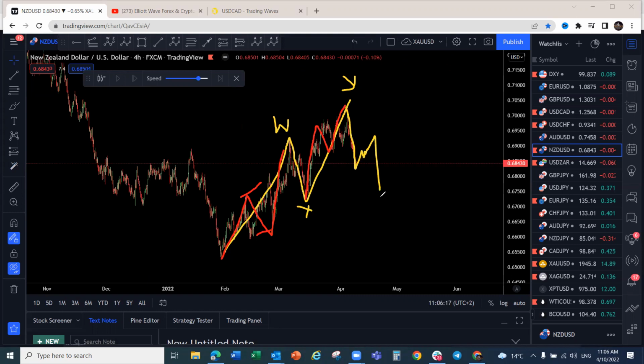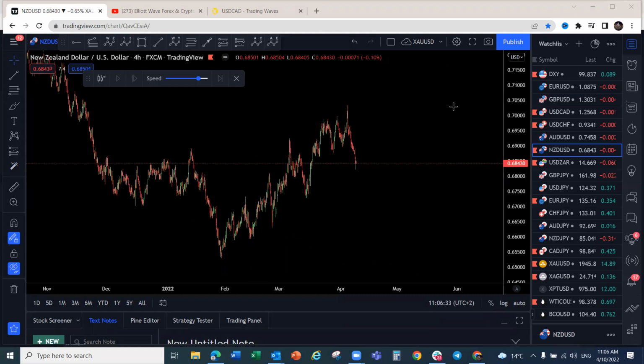Any pullback will be an opportunity to sell it to the downside. Don't come and sell it at this level. It has already moved to the downside. At least pull back to about the 38 or the 50-61%. Then you can start looking for sells again on the New Zealand, same as the Aussie.